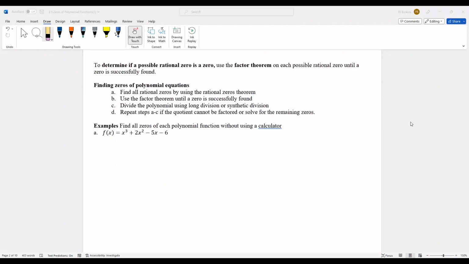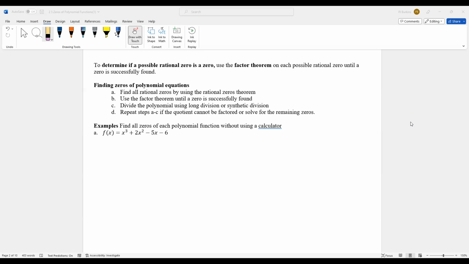Now we would like to go ahead and put this all into practice. So the first thing we're going to need to do is find all rational zeros using the rational zeros theorem, which we've just learned. Once we have all of those, then we're going to pick a potential zero, plug it into the function, and if the function equals 0, then we've successfully used the factor theorem to find one of the zeros. For part C, we're then going to use long division or synthetic division to get the polynomial down to something that's easier to handle.